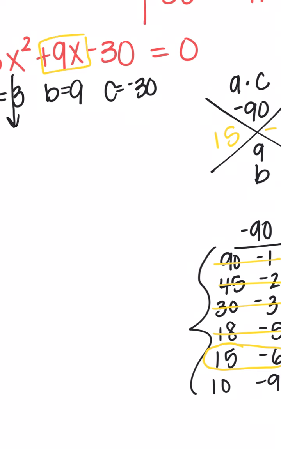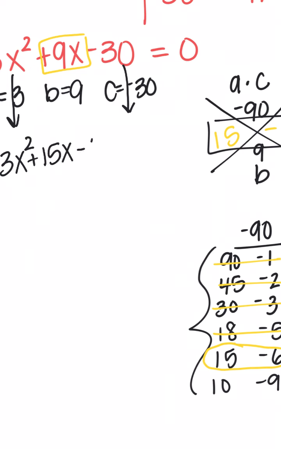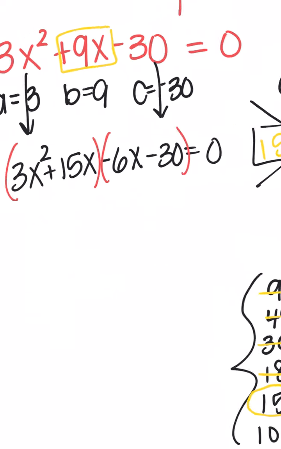So I rewrite everything the same except for that middle. So 3x squared. And instead of writing 9x, I'm going to write plus 15x minus 6x, and then I still write minus 30 equals 0. All right, so now I have my 4 terms. I can group the first 2, group the last 2.